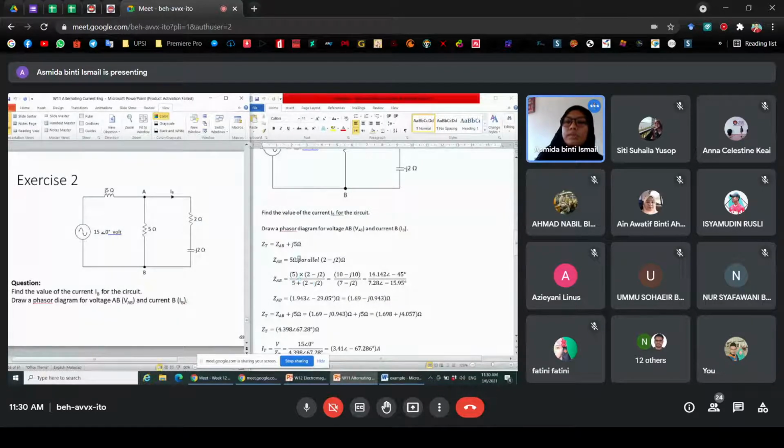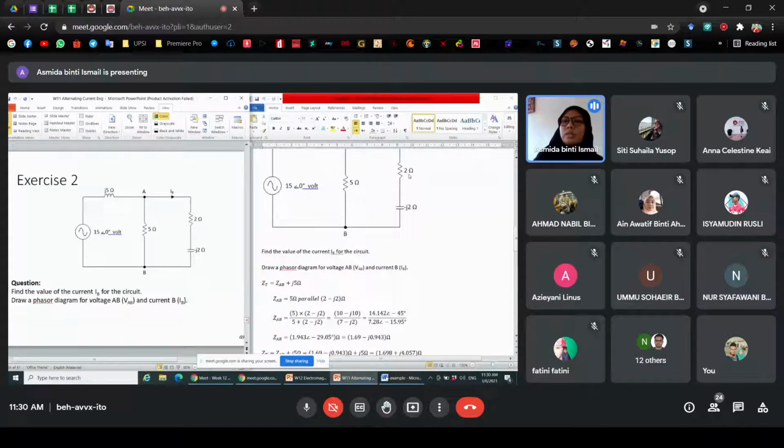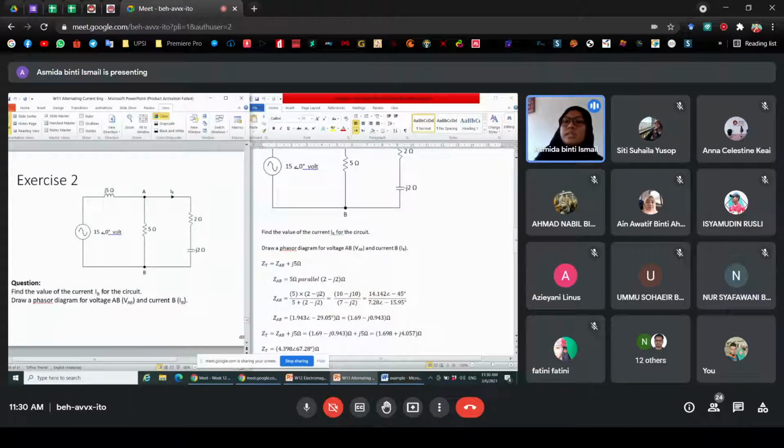ZAB is equal to 5 in parallel, whether you use 1 over ZAB is equal to 1 over 5 plus 1 over 2 minus J2, or you can use this: 5 times 2 minus J2 divided by 5 plus 2 minus J2. It is actually the same. You can use the parallel equation, just like how you solve for resistance. You do the same for this circuit.